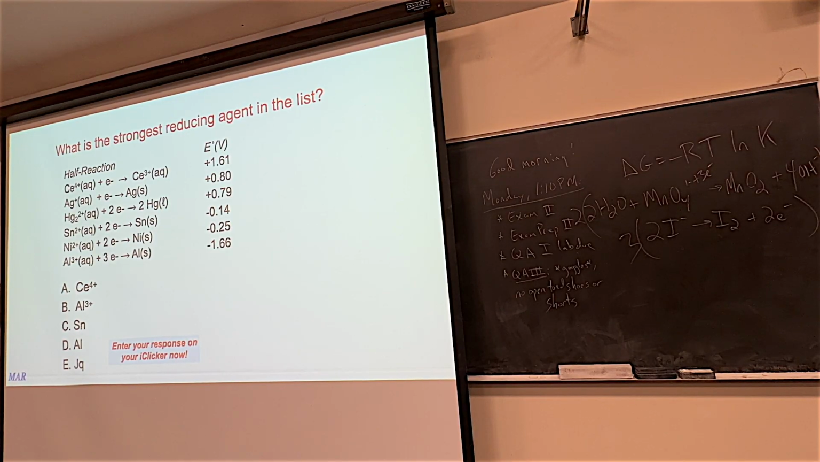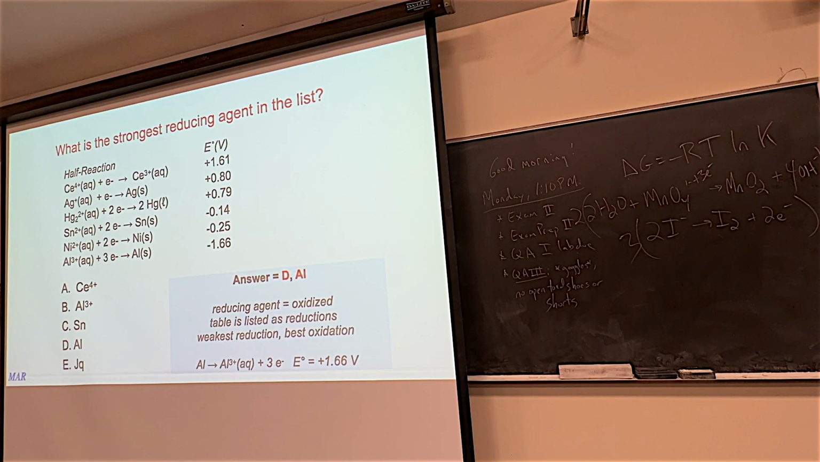Anyway, so if you're going to talk about oxidations, you're going to use the opposite of all these values. So cerium 3 plus would hate to become cerium 4 plus. It would have a negative 1.61 volts as an example. On the other hand, aluminum would love to become aluminum 3 plus and 3 electrons because its E value would be positive 1.66 volts. So the strongest reducing agent is the one that wants to be oxidized the most, and it's going to be aluminum, all right?